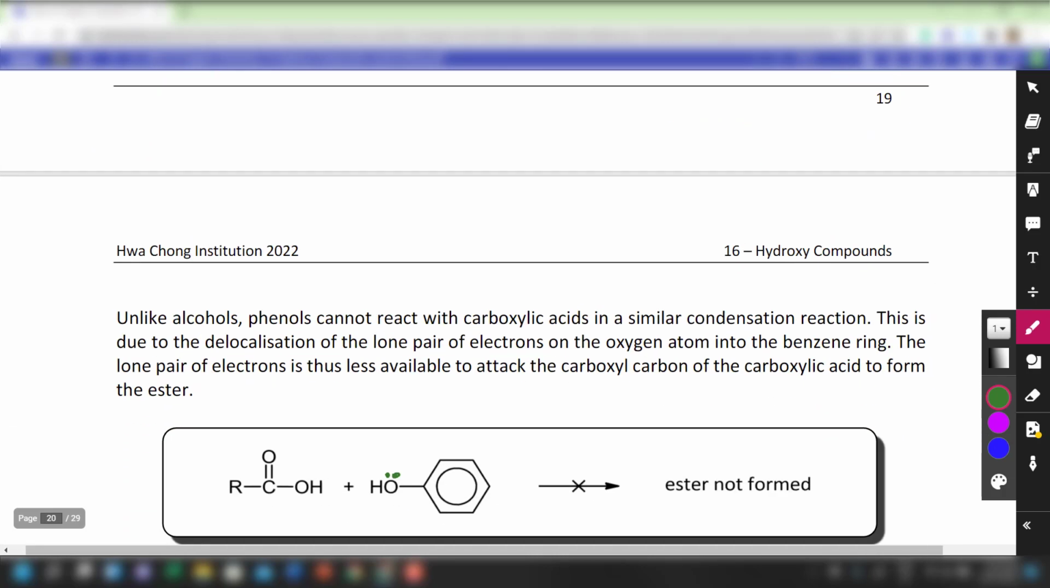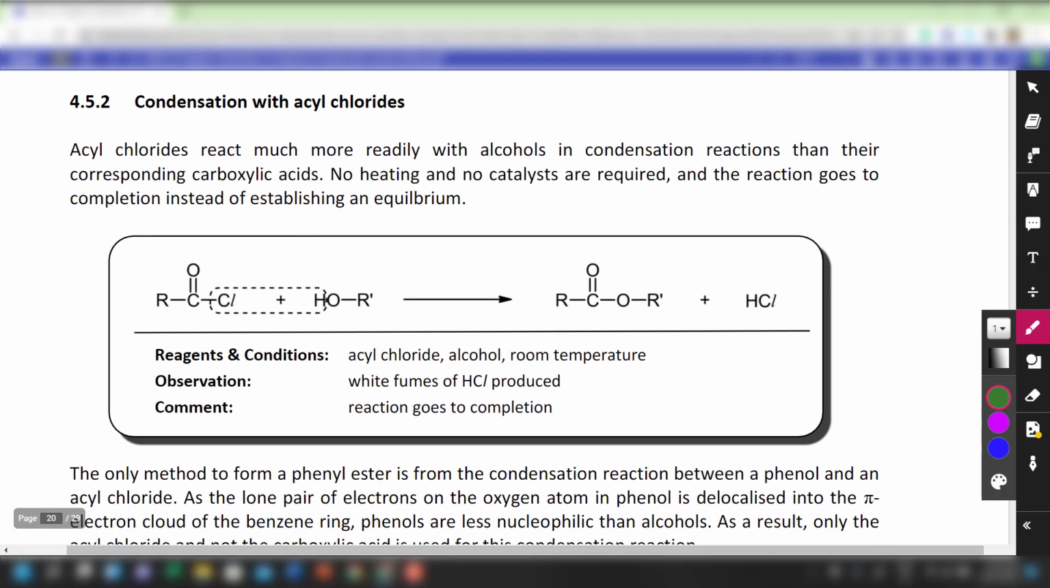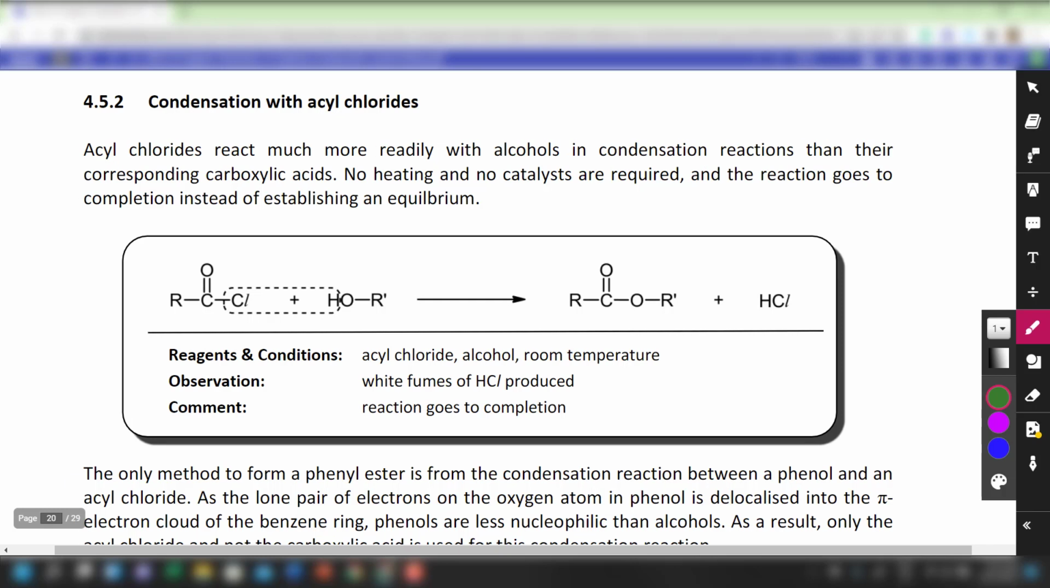On the other hand, acyl chloride is the more reactive version of carboxylic acid. So this is the more, in inverted commas, reactive version of a carboxylic acid. Because of this, the reaction can be done at room temperature. Even a weak nucleophile such as alcohol can be used.